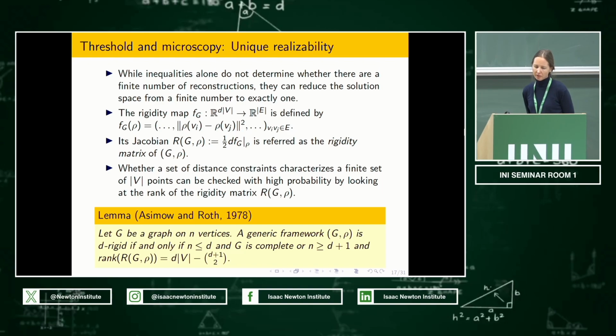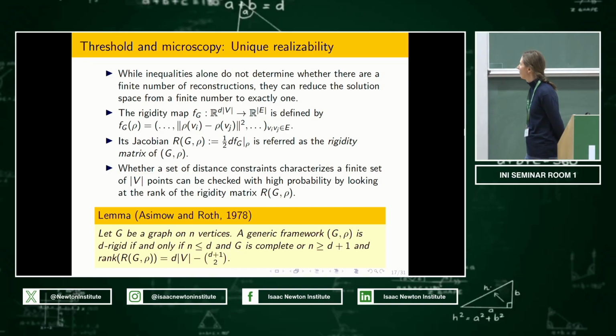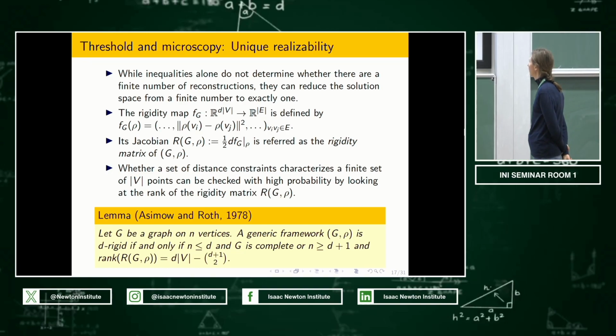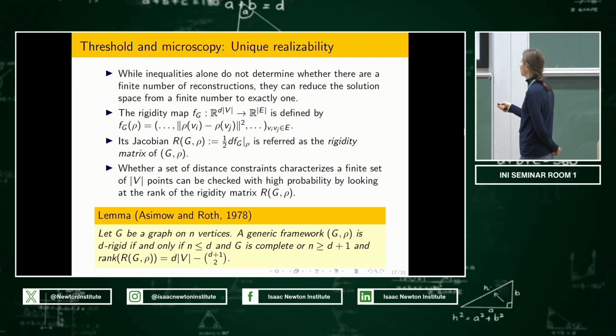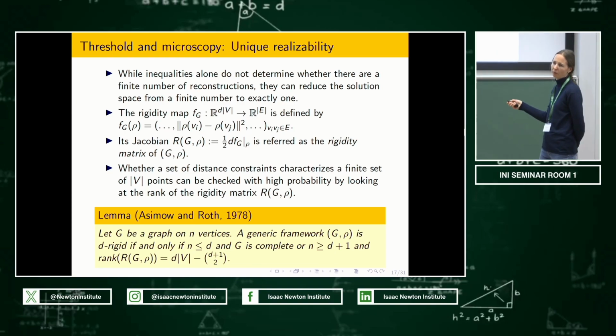So there is this classical result from Asimow and Roth almost 50 years ago that says, let G be a graph on n vertices. A generic framework is d-rigid if and only if either the number of vertices is less than or equal to the dimension and G is complete, or n is greater than or equal to d+1, and the rank of the rigidity matrix is given by this value.